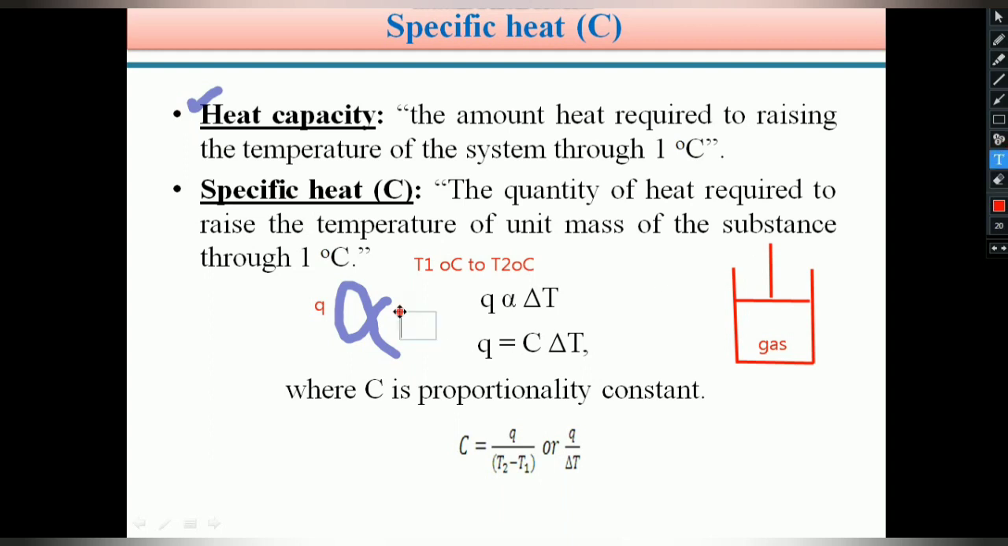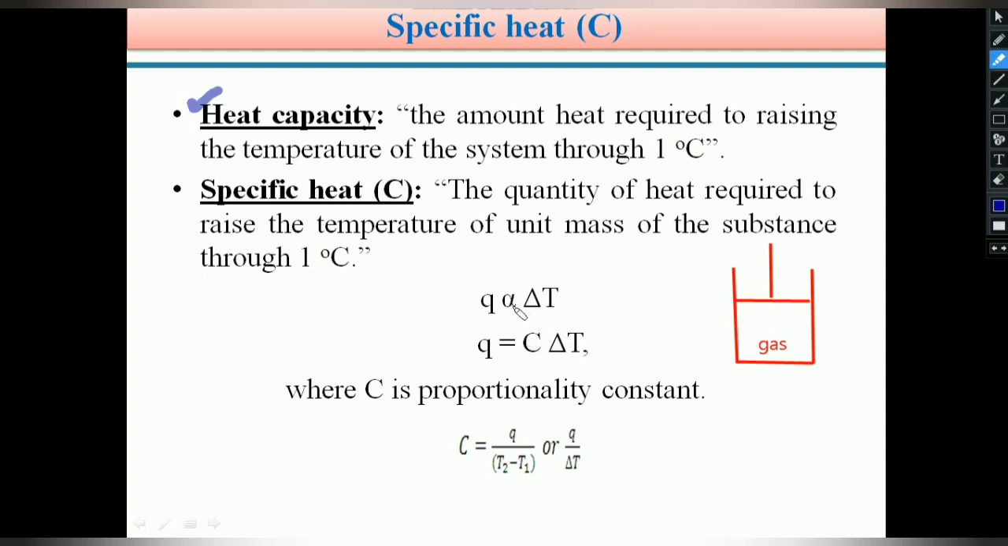T2 minus T1 is nothing but the change in temperature, T2 degree centigrade minus T1 degree centigrade. Therefore T2 minus T1 degree centigrade we can write as delta T. Therefore the amount of heat Q given to the system is directly proportional to delta T, nothing but T2 minus T1.